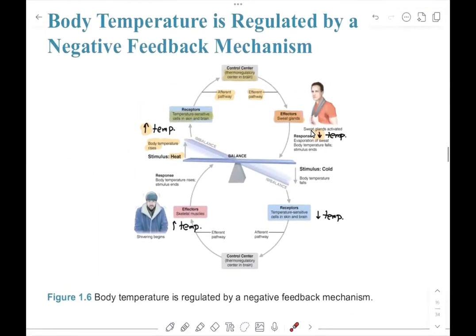So it's important for you to know the parts of the feedback system and understand negative feedback. Again, the body temperature falls, the receptor is activated, an afferent signal goes to the brain. The brain says, do things to warm up to maintain your body temperature, and the body temperature rises back to normal. So coming up, we're going to talk about positive feedback in the next video.